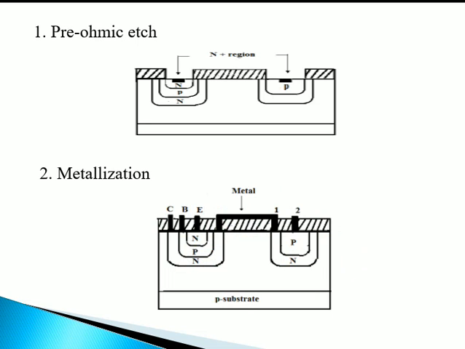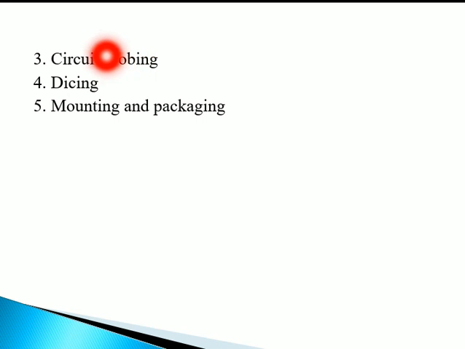Okay, after this, once everything is done, comes circuit probing, meaning each IC or chip will be checked electrically and the faulty ones will be discarded. After that they will be separated. The process of separation of the wafers into individual chips is called dicing. Mounting and packaging is the final step where your chip will be attached to a gold plate header, and this header will be taken out with pins so that it can be connected, right? So this is how the fabrication of monolithic ICs takes place.